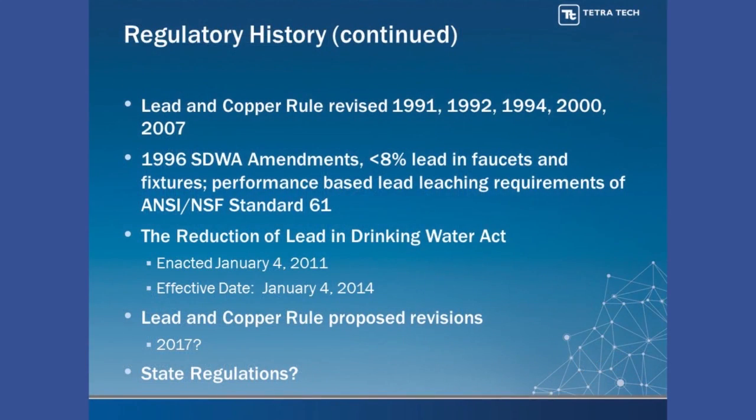In 1996, what are kind of called the lead-free requirements came into effect, which basically say that plumbing fixtures have to be lead-free, and the definition of lead-free is made of less than 8% lead of the parts that come in contact with the water. With that amendment also, it established a standard to test fixtures for lead leaching, which we in the drinking water industry have to comply with, which is NSF 61. So basically, by law, any component we put in a drinking water system has to be NSF 61 tested and certified.